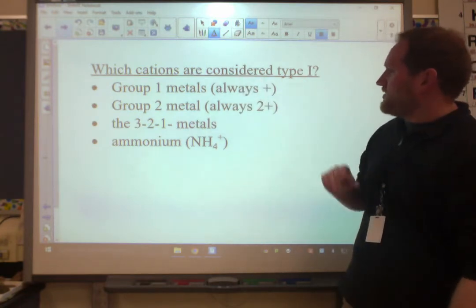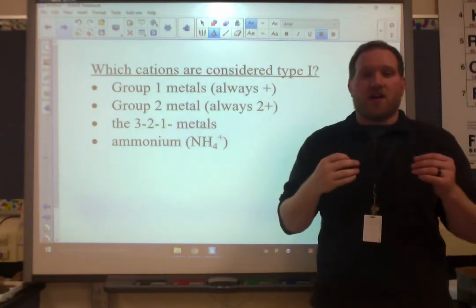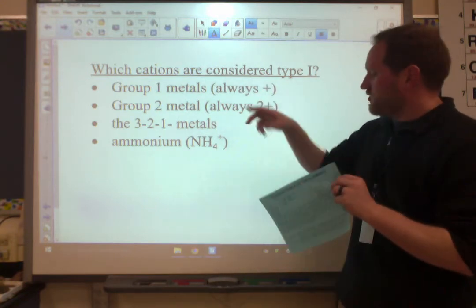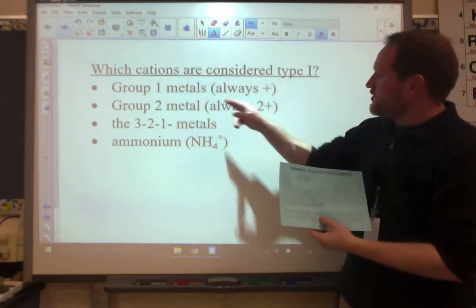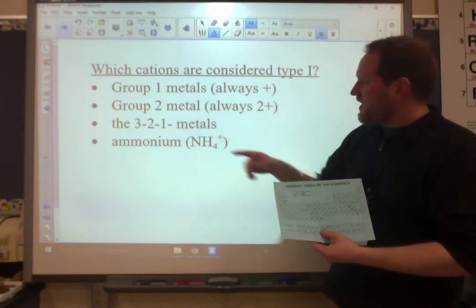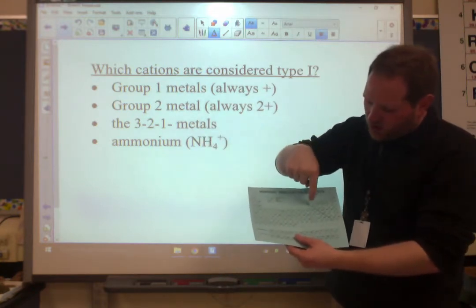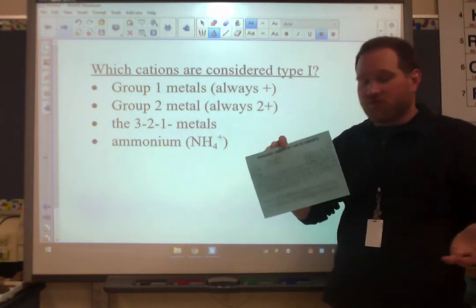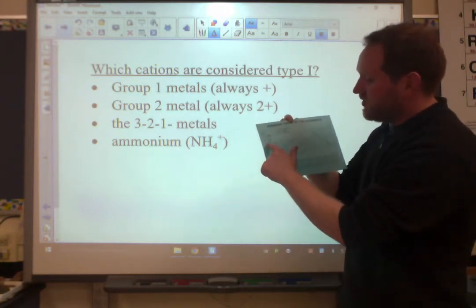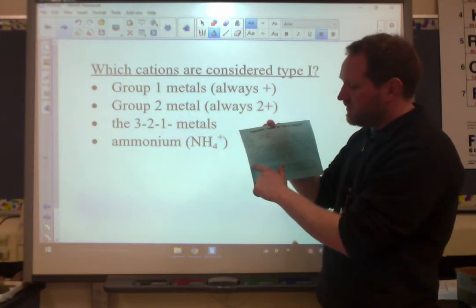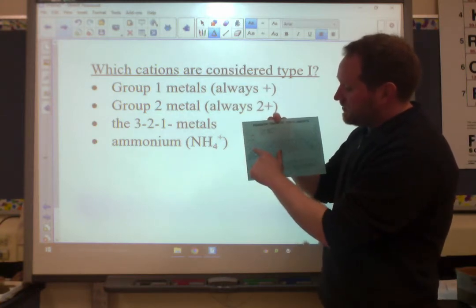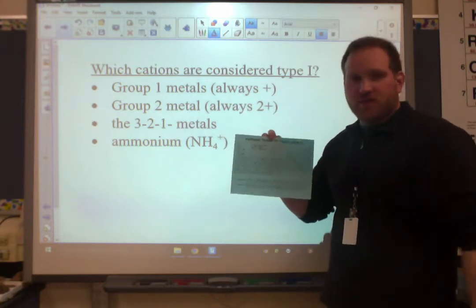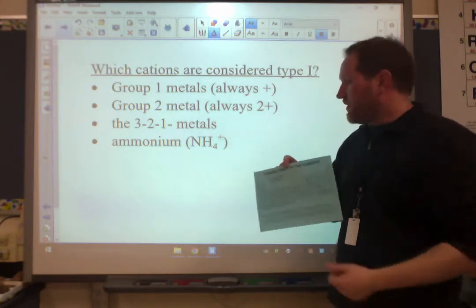Which cations are considered type 1? Again, it's the ones that we always know the charge of, there's no question, which means the group 1 metals, which are always 1+, the group 2 metals, which are always 2+, the 3-2-1 metals, which are aluminum, zinc, and silver. So right off the bat, we can literally read off the list here. It's going to be lithium, sodium, potassium, rubidium, cesium, francium, beryllium, magnesium, calcium, strontium, barium, radium, aluminum, zinc, and silver. Those are the only metals that are going to be type 1.